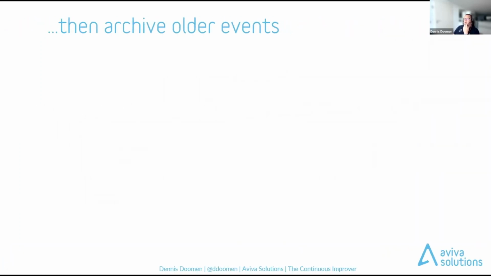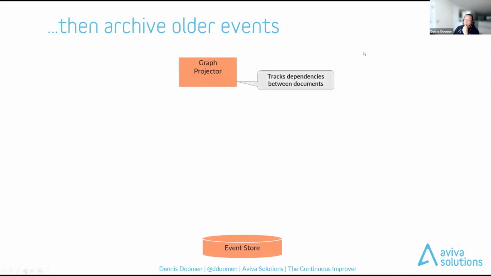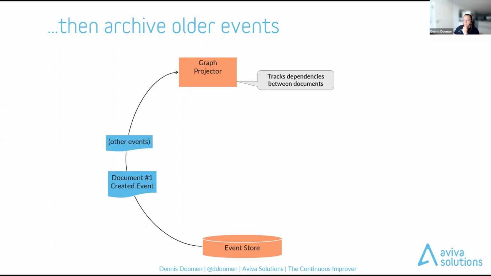You can do something like archiving, and I'll quickly show you that. We have a graph projector, and a projector, again, is just a thing that listens to the events and produces something that's useful. In this case, we built a projector that tracks all the dependencies between the documents, listens to the event store, receives an event, document 1 is created. Other events happened, obviously, over those 4 years. Then a document is closed. What happens? The graph projector knows that. And it actually tells the document itself, you need to archive yourself.